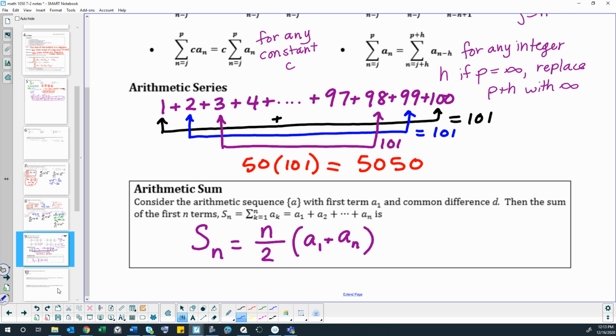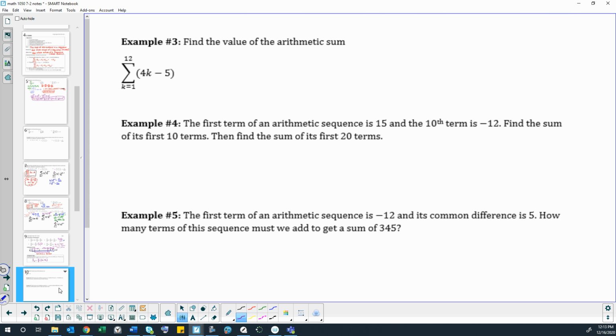Okay, let's go through some examples. Find the value of the arithmetic sum, k equals 1 to 12, of 4k minus 5. So what we did on the previous problems when we were finding these sums is we just found all the numbers, in this case 12 numbers, and added them together. I guess you could do that, but you don't need to. All we need is the first number, the last number, and the number of numbers. Well, that's easy because look what we've got right there. The number of numbers is 12.